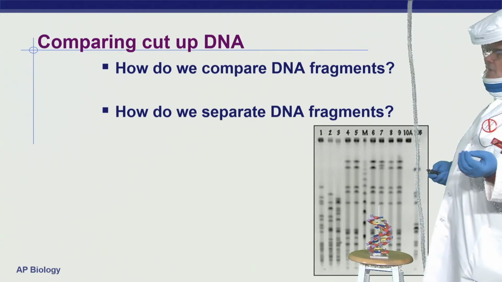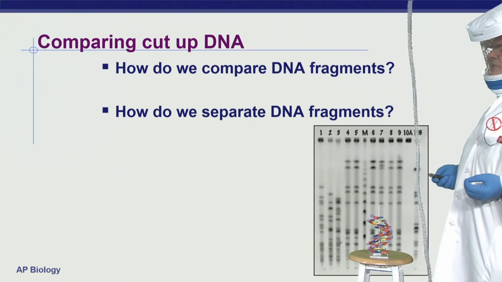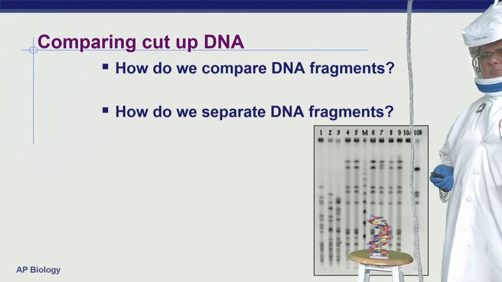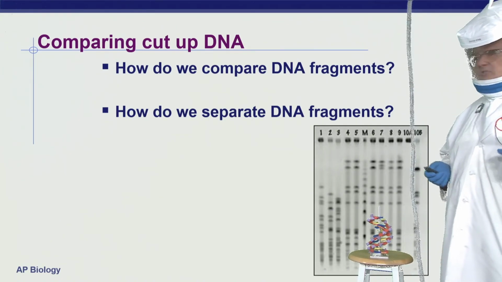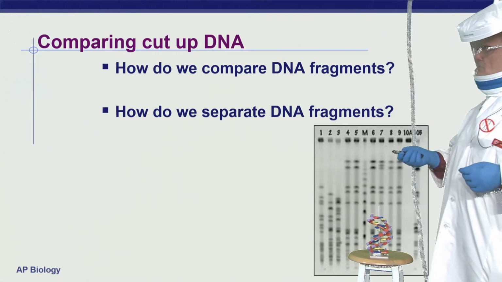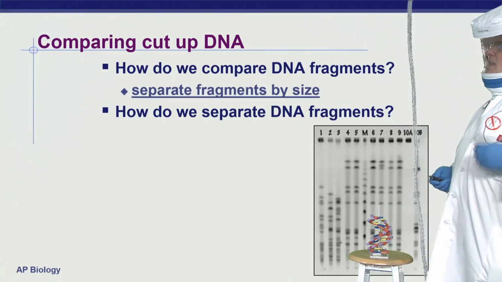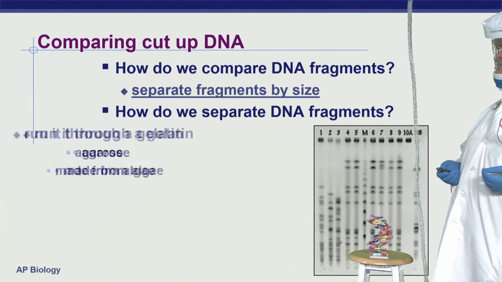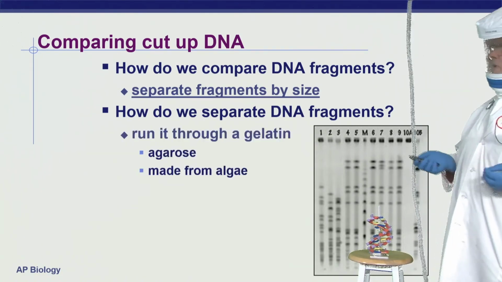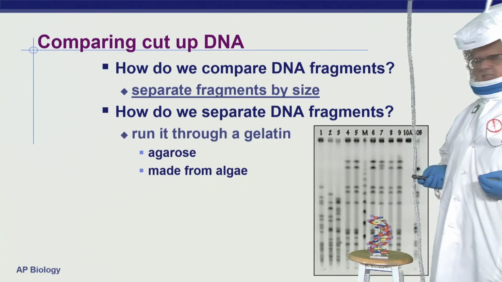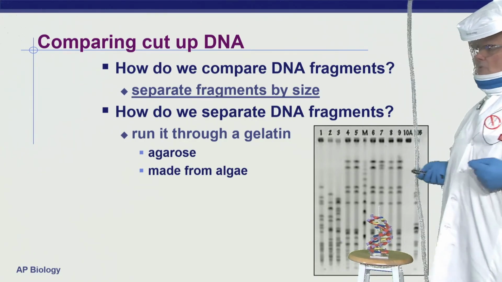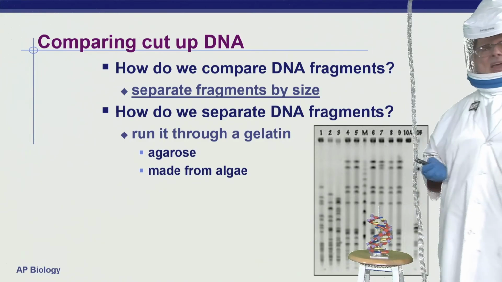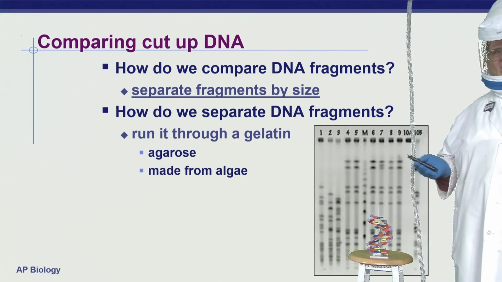So how do we compare those cut up DNA fragments, and how do we separate them? You can't do it with a microscope. They're too small. We separate the fragments by size, and then we run it through a gelatin. Gelatin is usually, not always, but usually agarose. Agarose is made from algae, basically seaweed.